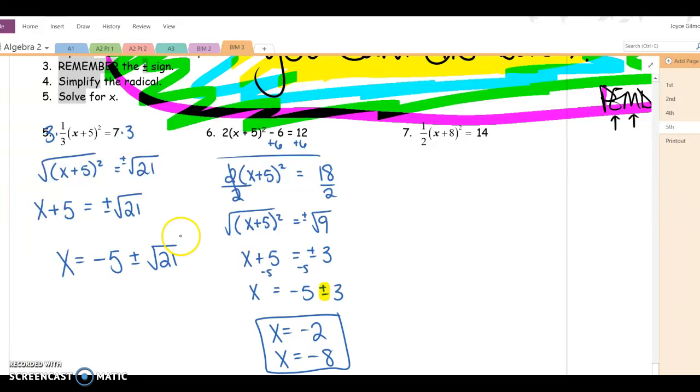These two things are not the same type of number. Negative 5 is an integer. 21 is a radicand. It's stuck under the radical. You can't combine them because they're not the same types of numbers. So you simply leave it as negative 5 plus or minus the square root of 21. You just stick, when you're subtracting 5 on both sides, you just stick that right in front of the plus minus.